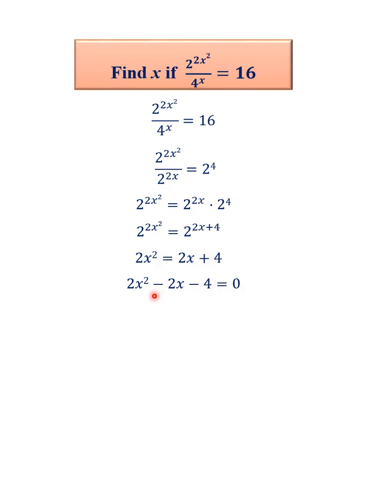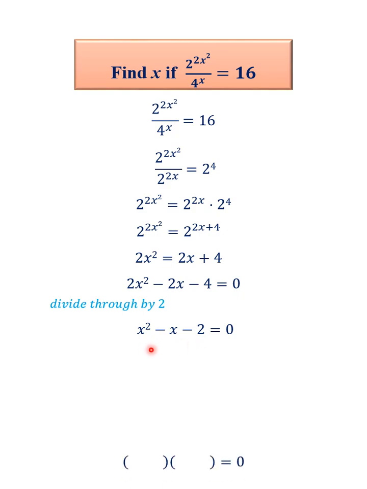So this quadratic equation is now very straightforward to solve. But there's something to take note of. 2 is common to each of the terms. So let us divide through by 2 to make the quadratic equation even simpler. If we do that, 2 into 2x squared, we have x squared. 2 into negative 2x, you have negative x. 2 into negative 4, you have negative 2. 2 into 0 is 0. So this becomes a much simpler quadratic equation.